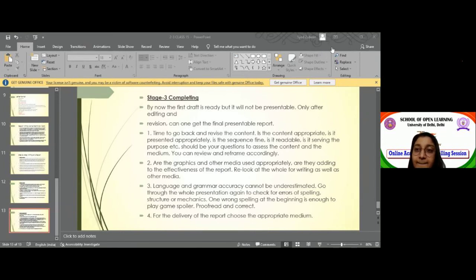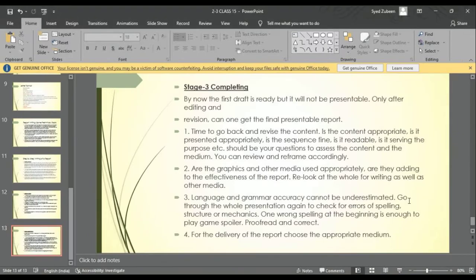Don't worry. All right. So the final stage is completing the report. By now, the first draft is ready, but it will not be presentable, of course, because you need to review it, you need to revise it, and only after editing and revision can one get to the final presentation of the report. Right. So time to go back and revise the content, whatever you have written. You need to see if it includes all of the details that are relevant, and if it does not include anything irrelevant. So you need to be very sure of what you have included, right?